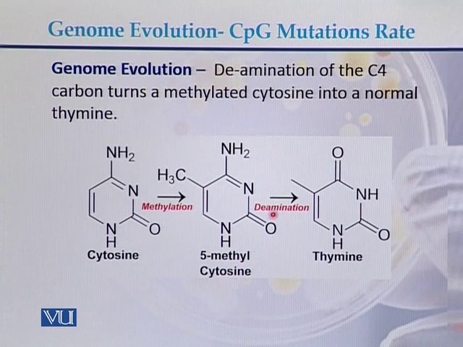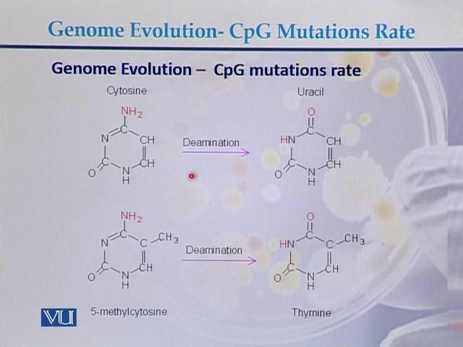When there is deamination, a removal of the amino group from carbon number 4, carbon number 1, 2, 3 and 4, from here there is a deamination. Due to deamination, 5-methyl cytosine is converted into thymine. What is deamination? This is cytosine. In the case of cytosine, if there is deamination, it is converted into uracil. While in the case of 5-methyl cytosine, due to removal of the amino group, it is converted into thymine.